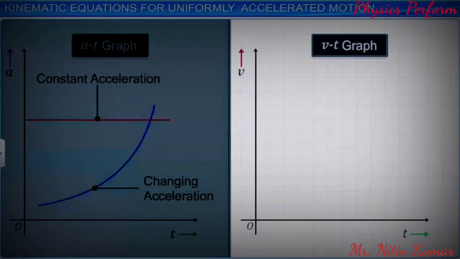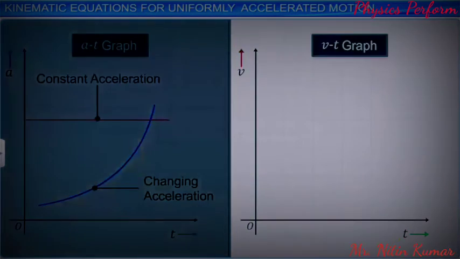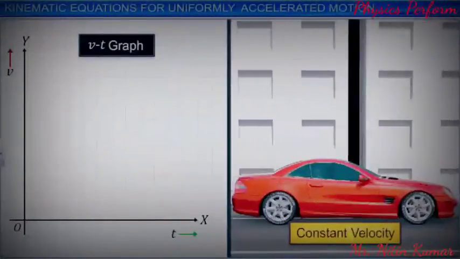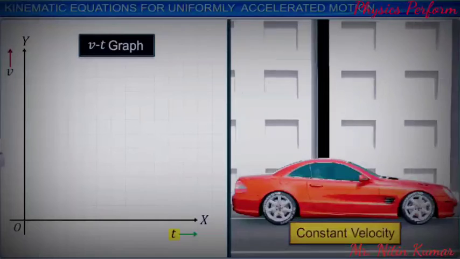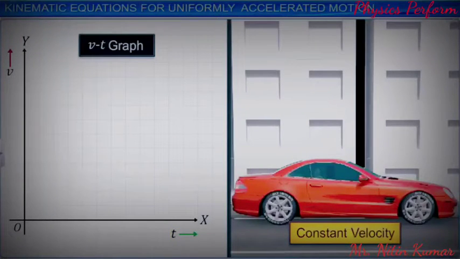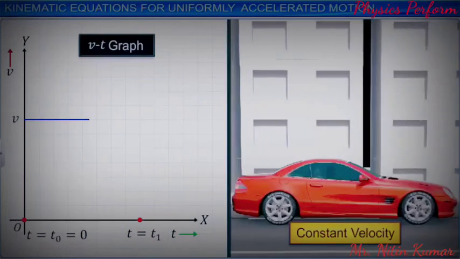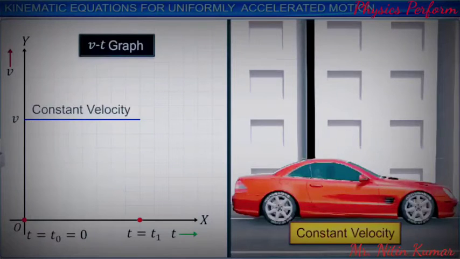Let us look at one interesting aspect of the VT graph. This graph actually helps find the displacement of a body. Let us consider an example where a body is moving with a constant velocity, v, during the time interval t, where t is equal to t0, which is 0, to t is equal to t1. Let us draw the VT graph representing this motion of the body. We get a line parallel to the x-axis.